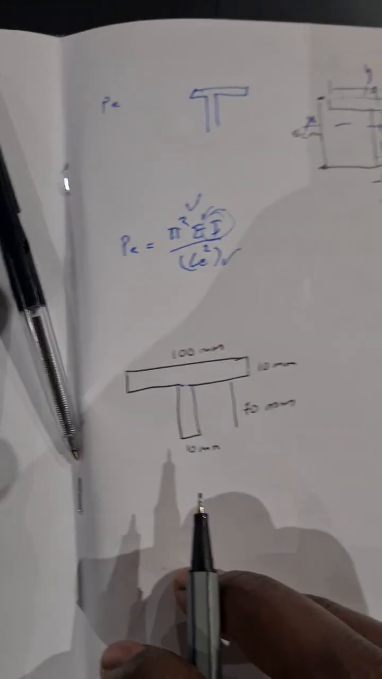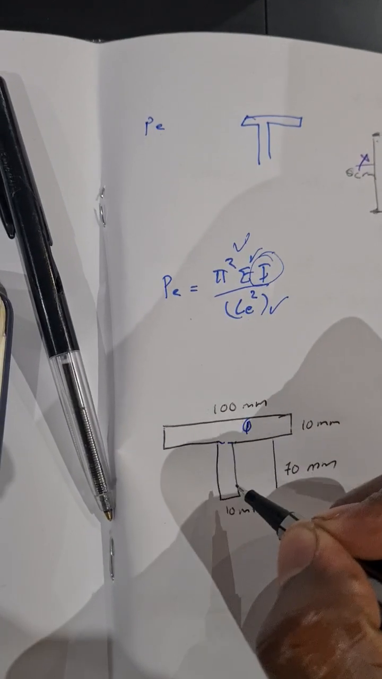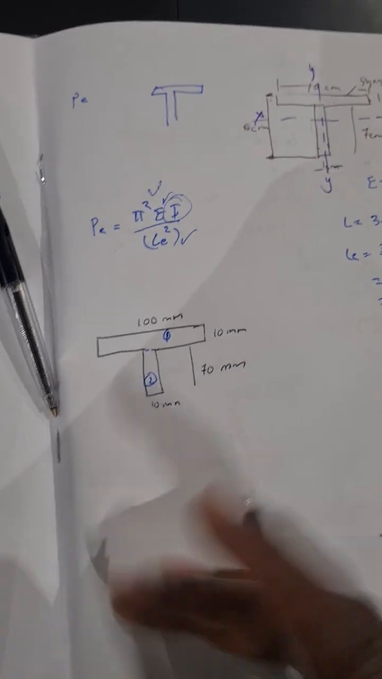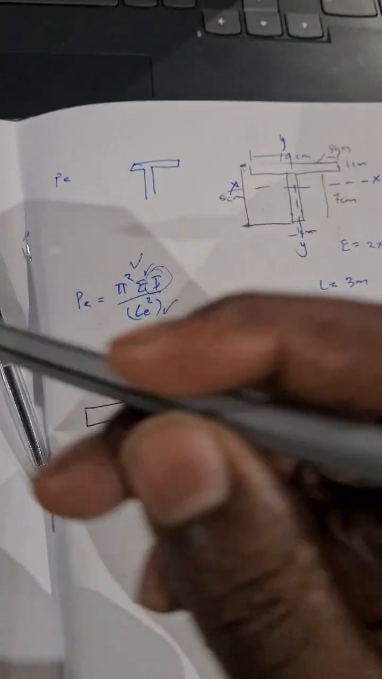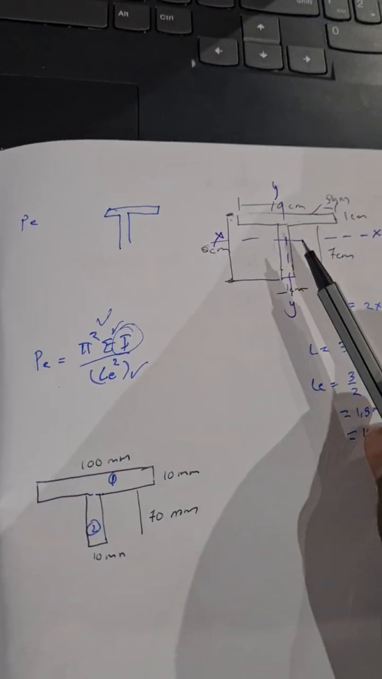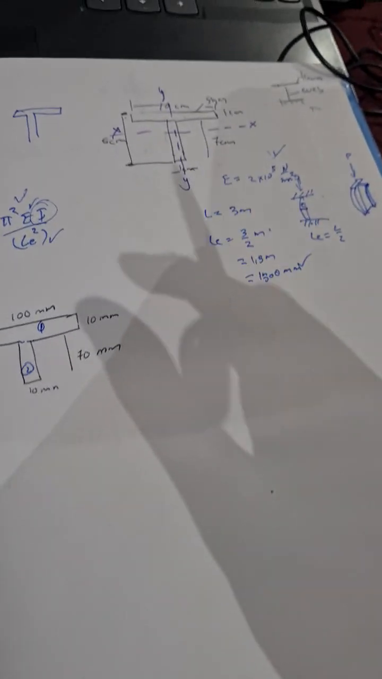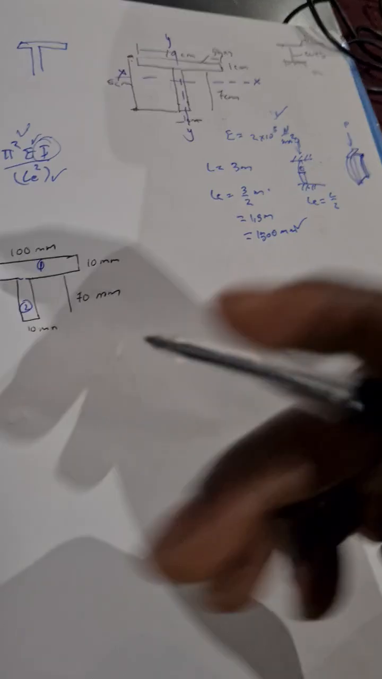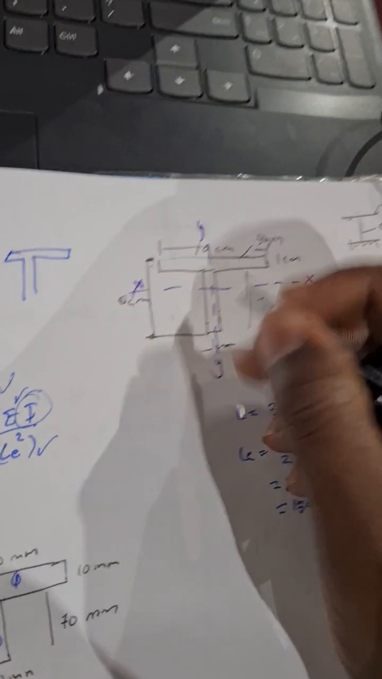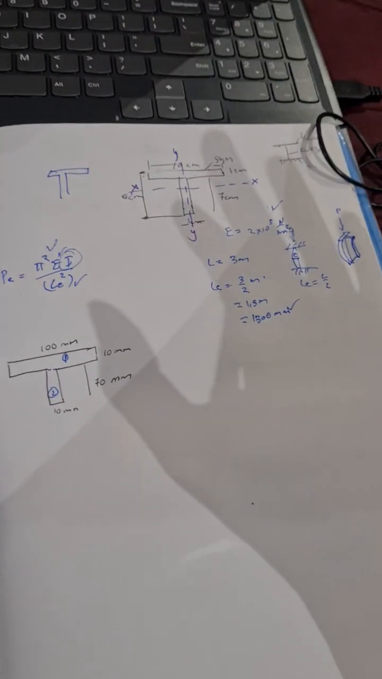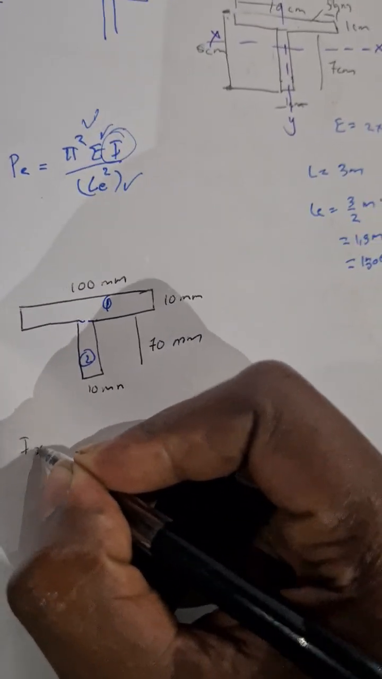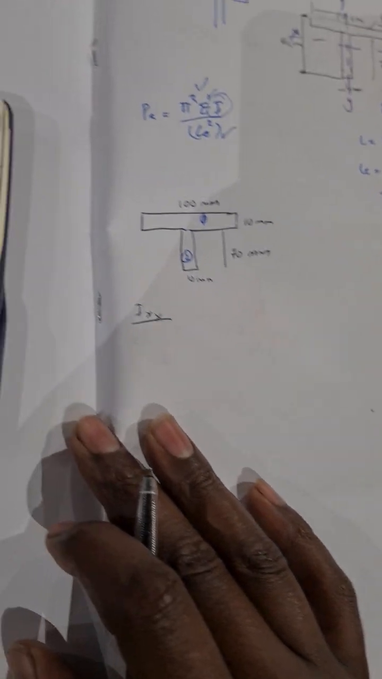So let me redraw the structure. So I've redrawn the structure. Let's call this 1, call this 2, right? So the first thing, we need to find the centroid, always, depending on the reference we like. Let's just do it step by step. Let's focus on what we want to find, IXX. Let's start here. The process is the same with IYY.